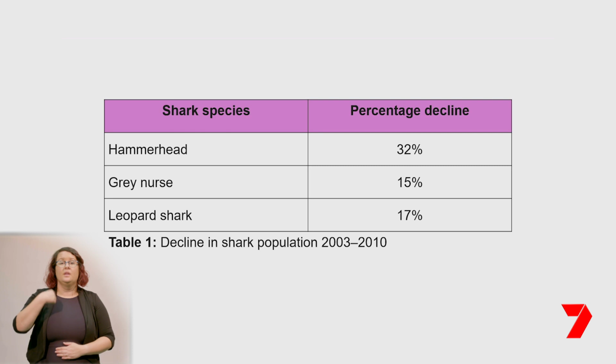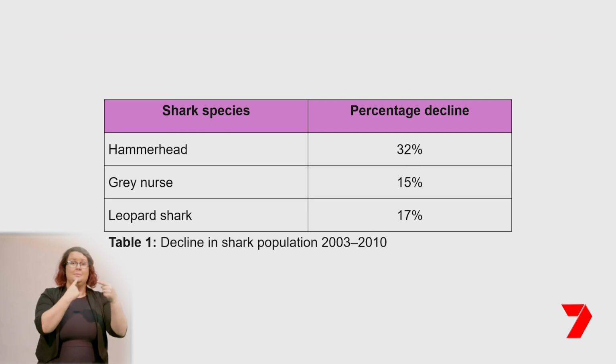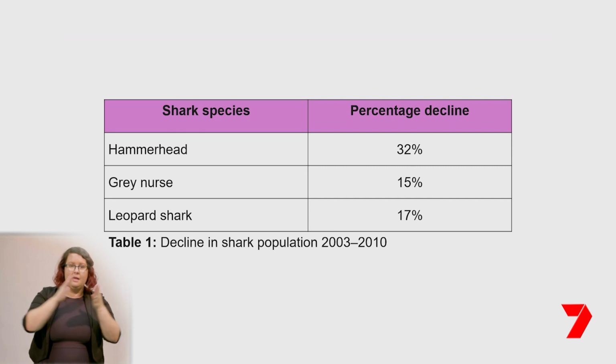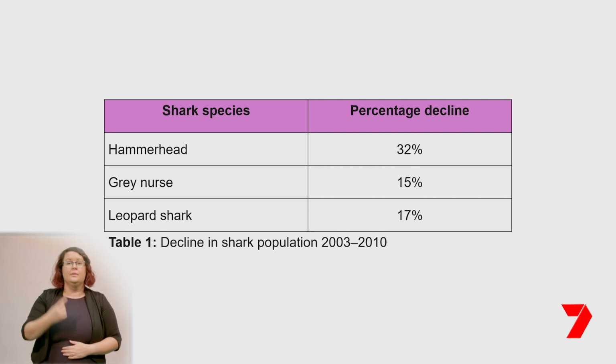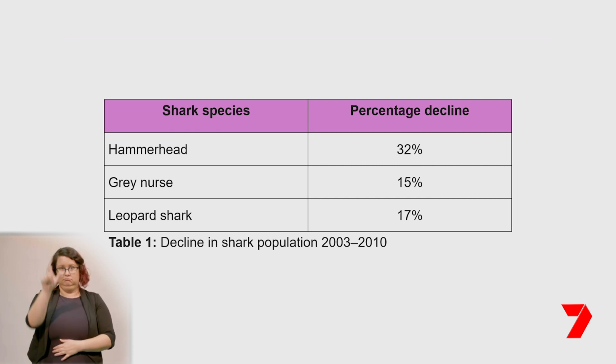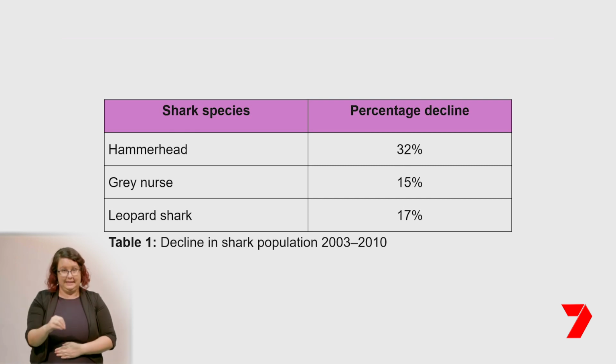I can read the heading in my table to see that the shark species whose populations are declining are hammerhead sharks, grey nurse sharks, and leopard sharks. I can also see that I am being provided with the decline in a percentage. So reading my table, I can see that the population of hammerhead sharks decreased by 32% from 2003 to 2010. Would this analytical image support our news report?